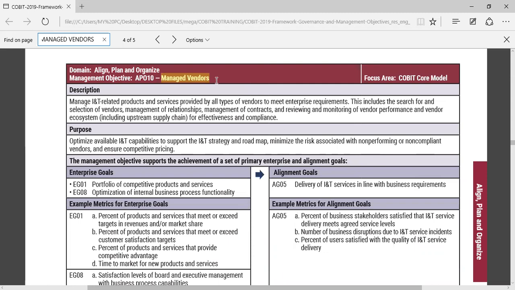APO is align, plan, and organize in COBIT. The purpose of APO 10 is to optimize available I&T capabilities to support the I&T strategy and roadmap, minimize the risk associated with non-performing or non-compliant vendors, and ensure competitive pricing. So in simple layman language, the purpose of this objective is to ensure that you don't lose out in the pricing of vendor contracts.